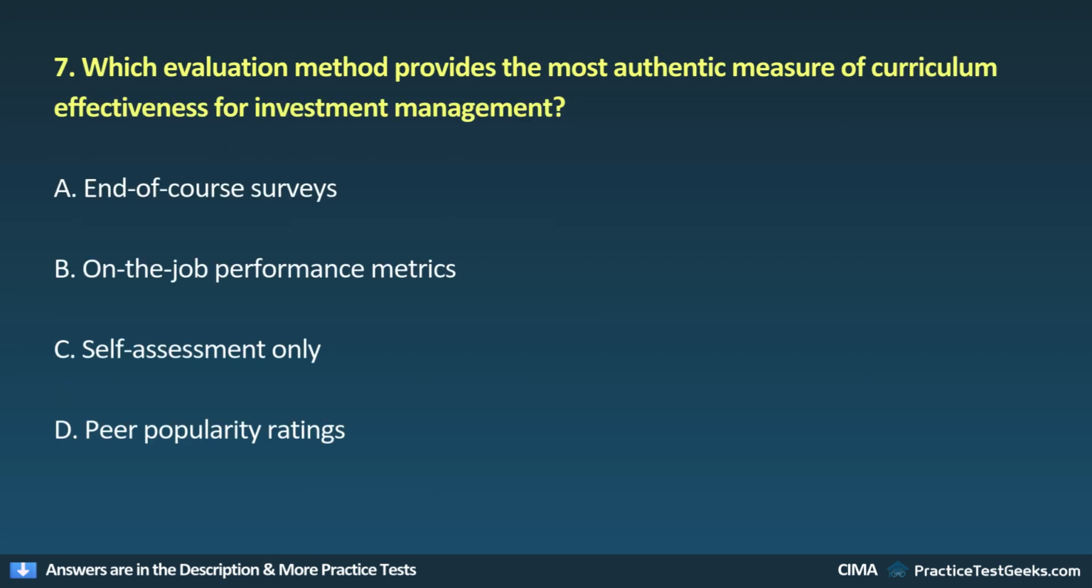7. Which evaluation method provides the most authentic measure of curriculum effectiveness for investment management? A. End-of-course surveys. B. On-the-job performance metrics. C. Self-assessment only. D. Peer popularity ratings.